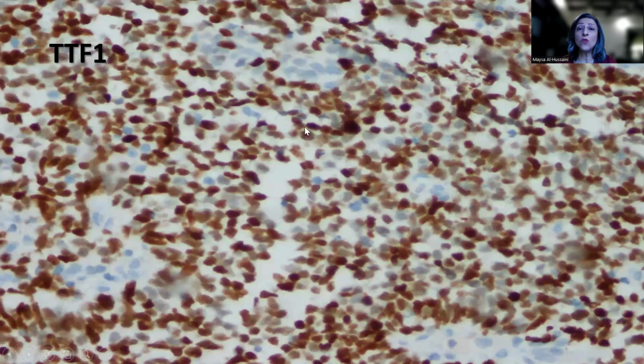Now, TTF1 was strongly positive in the tumor cells, strongly diffusely positive in the tumor cells. Going back to the history, the patient is a known case of a small cell carcinoma of the lungs. So this would be consistent with metastasis from small cell carcinoma to the skin, which is quite unusual.